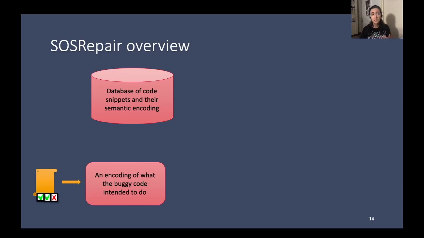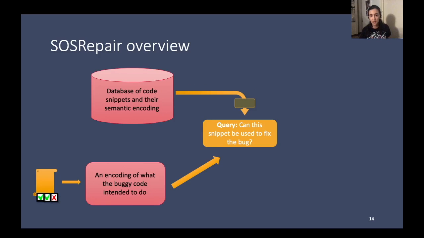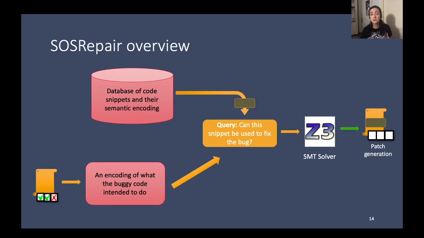Now that we have these two pieces, we take a snippet of code from our database, and we take the encoding of the buggy code, and we create a query that asks, can this snippet of code be used to fix the bug? We pass this query to an SMT solver, such as Z3, and if the SMT solver finds this query satisfiable, we will create a patch and check whether all the test cases pass. In that case, we have found a viable patch, and if they do not, then we go back to the step of getting another snippet of code from our database.